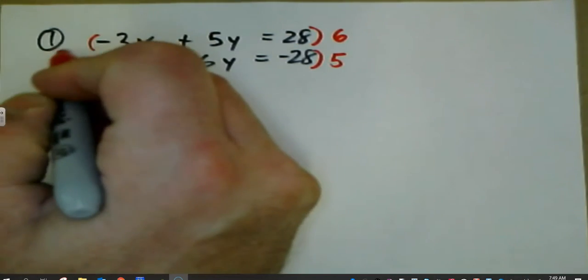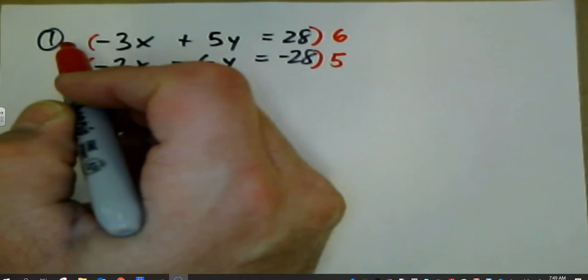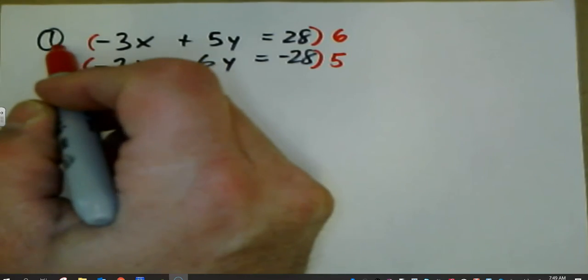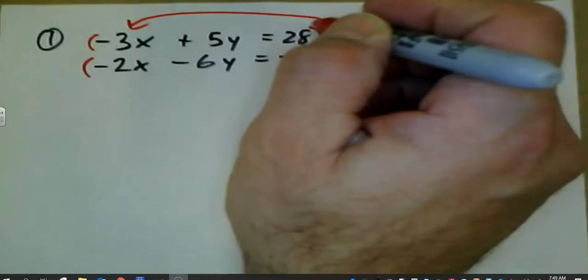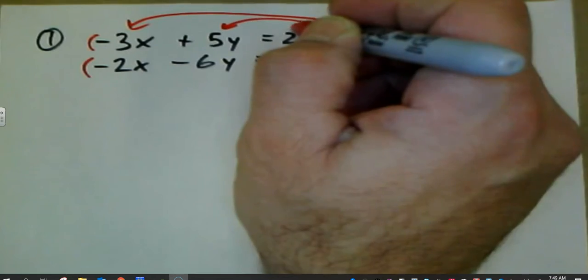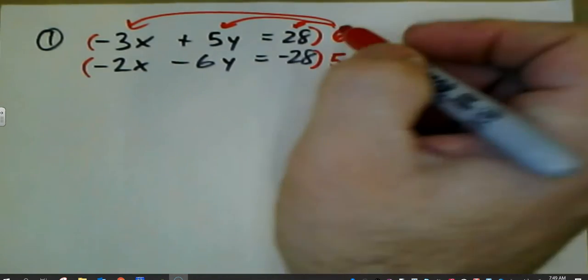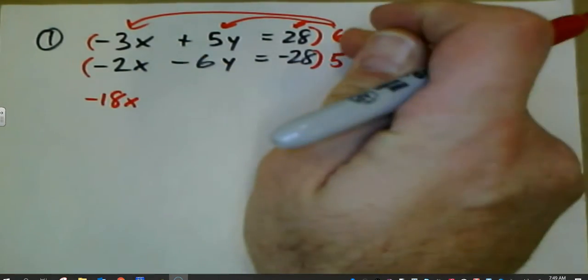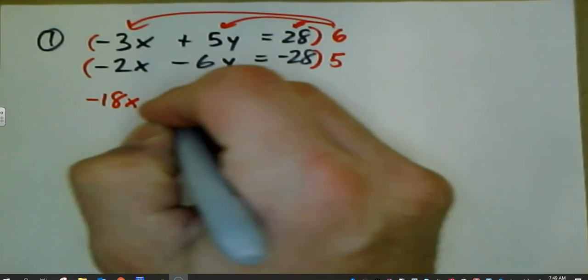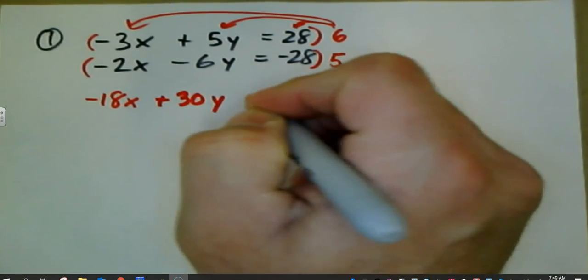Then we're going to distribute. I know you're used to distributing over here, but on your papers, that number is so close it's hard to write a number in there, so you can put it on the other side. Same thing. We're going to go ahead and multiply. 6 times -3, -18x. 6 times 5, +30. Make sure you put your y on there.